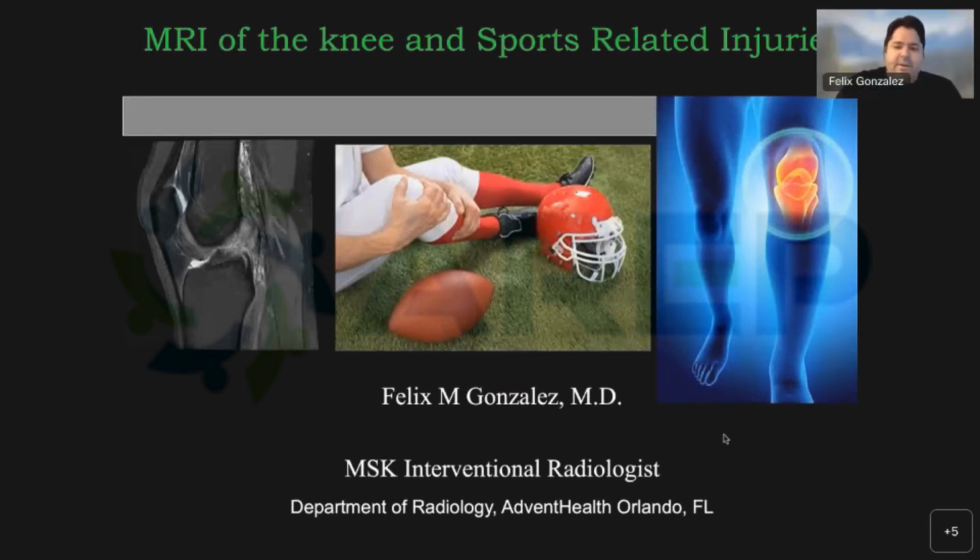I'm honored to be here today to speak to your audience about the utilization of MRI in the characterization of the knee, especially in the setting of sports injury. I'm an MSK interventional radiologist in Orlando, Florida, at Advent Health. My pleasure to be here.